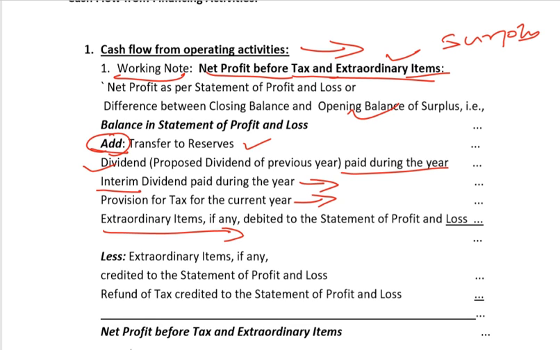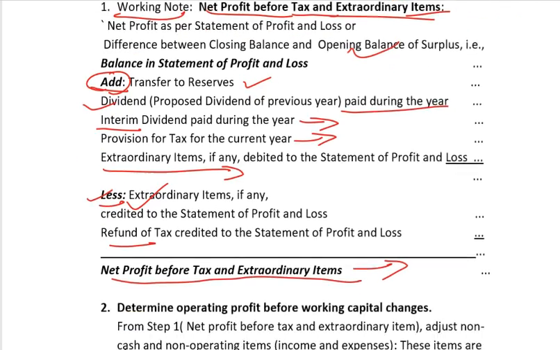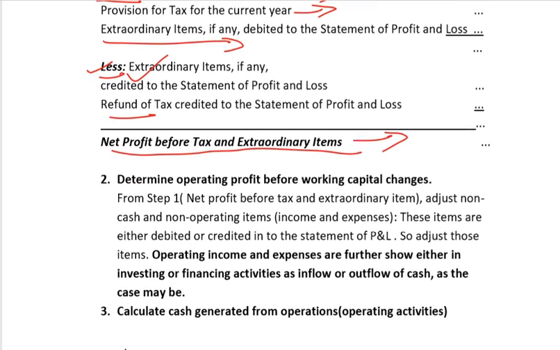So that we deduct here. Okay, and the credited, what are the items? Less extraordinary items already credited in the profit and loss account, that we are deducting, and then any refund of tax, that also we are deducting from here. So then what are we getting? We are getting this amount, net profit before tax and extraordinary item, that we take into the cash flow statement and go to the next step.